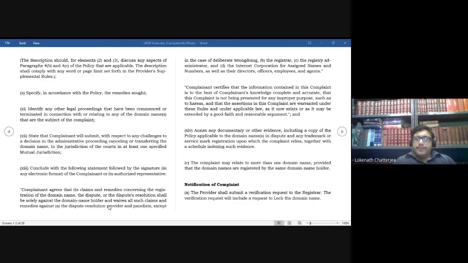So documentary or other evidence is to be annexed, including the policy. Complaint may relate to more than one domain name, provided they are registered by the same domain name holder. We had seen what consolidation is, where several disputes between the same parties can be resolved. Notification of complaint, verification, request to lock the domain name. We've seen the definition of lock. Lock would mean that during the dispute resolution process, no changes can be made to the domain name.